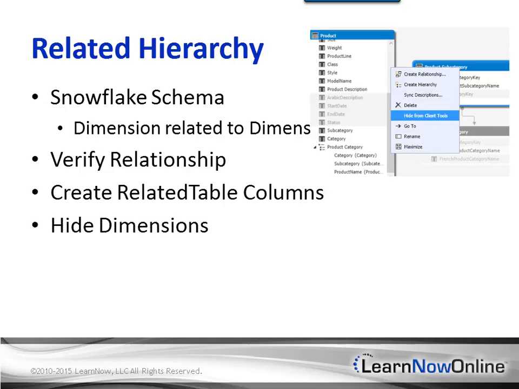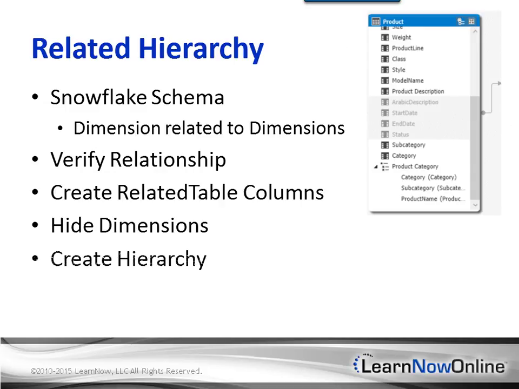Next, you can hide the snowflake dimension in the grid or diagram view. This helps clean up the display to client reporting tools. Use the grid or diagram view and right-click on the table. The submenu will have a hide or unhide option for the client tools. Then you create the hierarchy in the parent table tab. The snowflake columns will now be computed columns in that parent dimension.